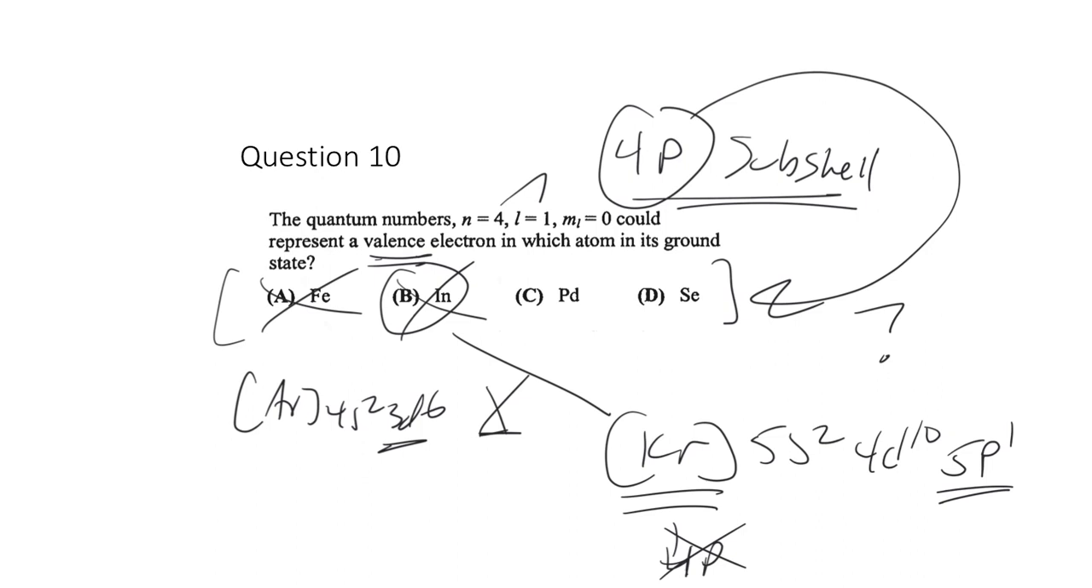Palladium, likewise, is also in the 5th row. It's not the right answer. So palladium's wrong because it's krypton 5s2 and then 4d less than 10. So it doesn't have any valence electrons in the 4p subshell.